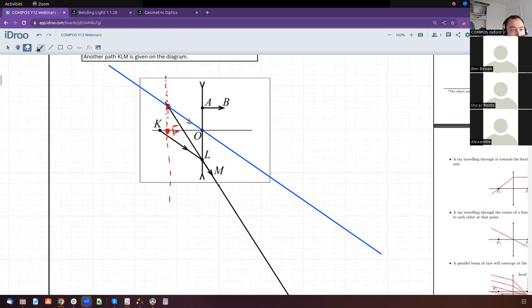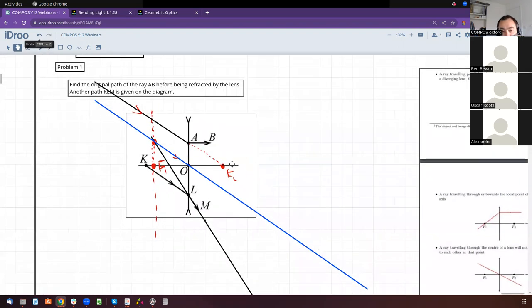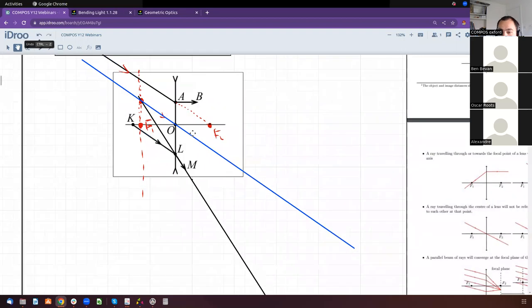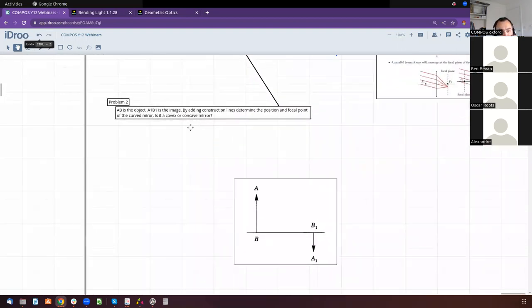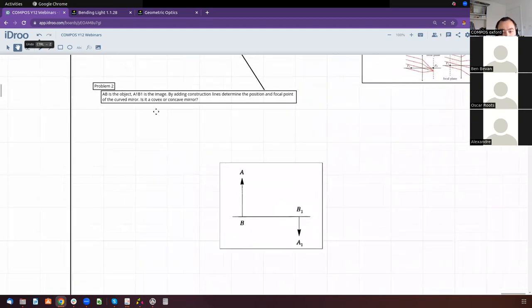And we found the focal point. And here it is. So this ray goes towards the focal point, F2. This is F1, this is F2, and it comes out parallel. So AB is parallel. Okay. AB is the object, and A1B1 is the image.